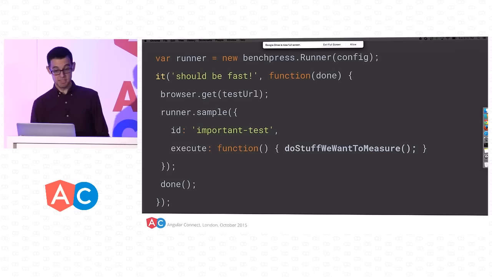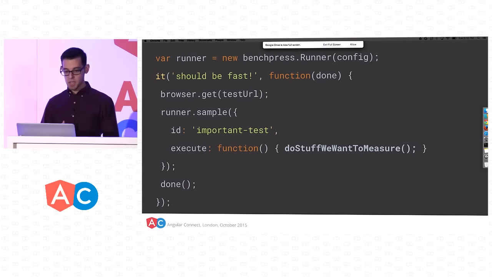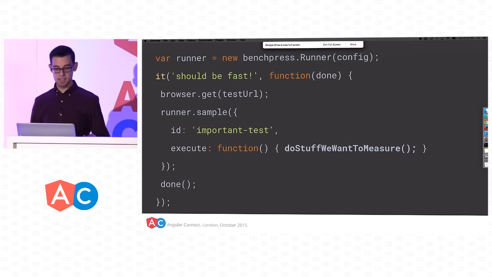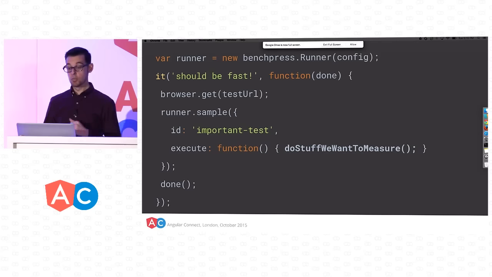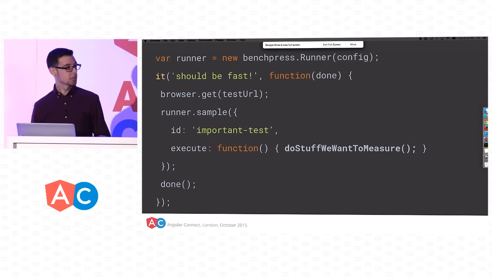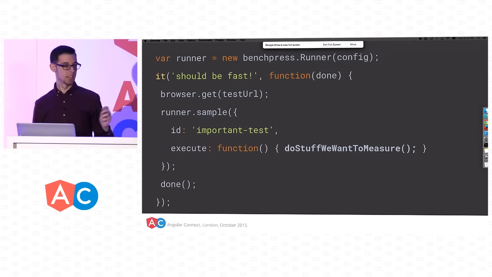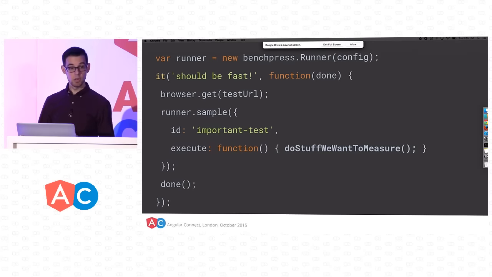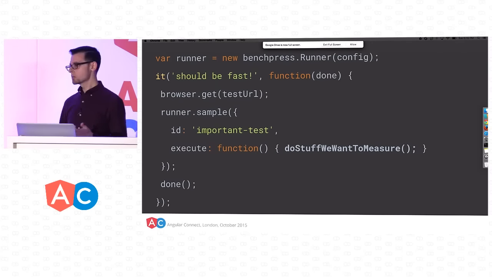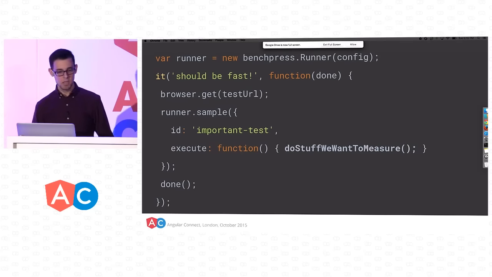So creating a BenchPress test is actually really simple. Here's the simplest example of one that I could create. It's very similar to an end-to-end test. First we create a new runner with some configuration and fetch our test page. Then we simply invoke the sample method on the runner, passing in our data for this test run. In this case, that data is just an ID for the run and the code we want to execute and measure. There are various knobs you can adjust with different configuration options, but overall, you can see that this is pretty straightforward.